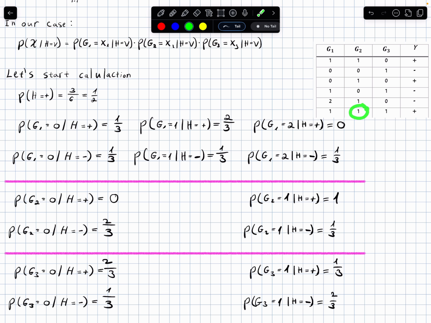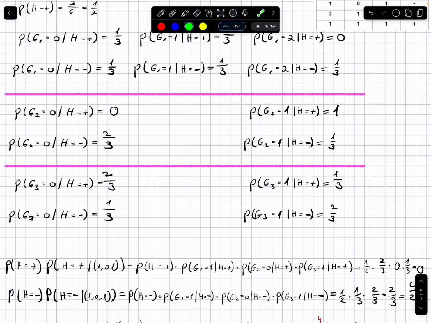Okay, we can look at this row and this row, which all have plus in the y and have g2 equal to 1. Now this we already saw, and we will do this one. So how many rows? These 3 rows have h equal to minus, and how many of them have g2 equal to 1? We can count. It's only one row. It's 1 divided by 3. Okay?